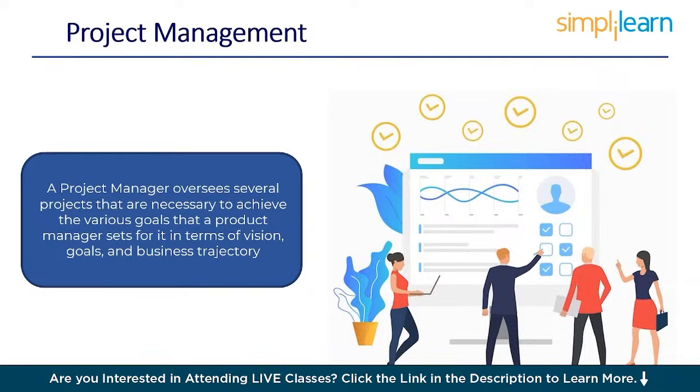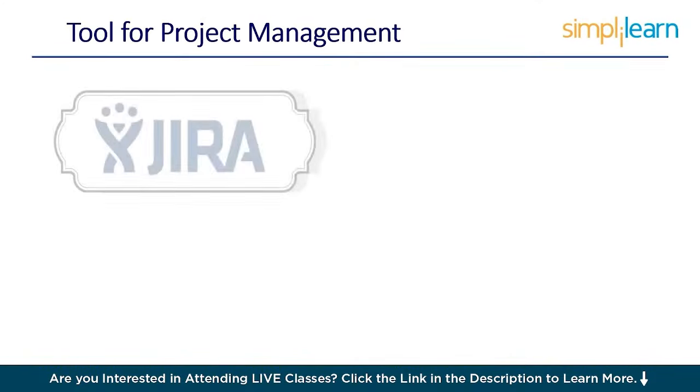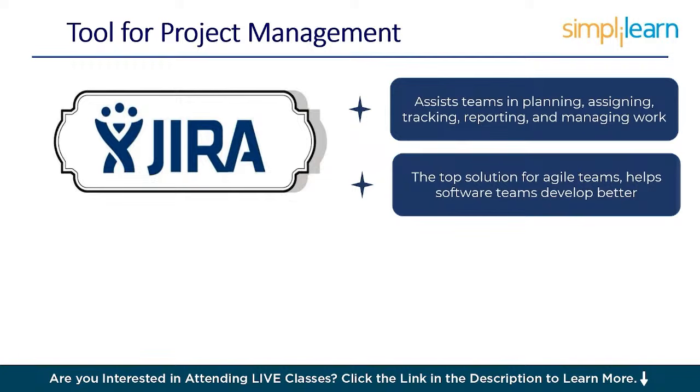Though product management and project management are two different jobs, there is still some interactive work. No product manager can operate without the support of a project manager. The tool used for project management is Jira. Jira brings teams together for everything from agile software development and customer service to startups and companies. Jira assists teams in planning, assigning, tracking, reporting, and managing work. Jira software, the top solution for agile teams, helps software teams develop better.